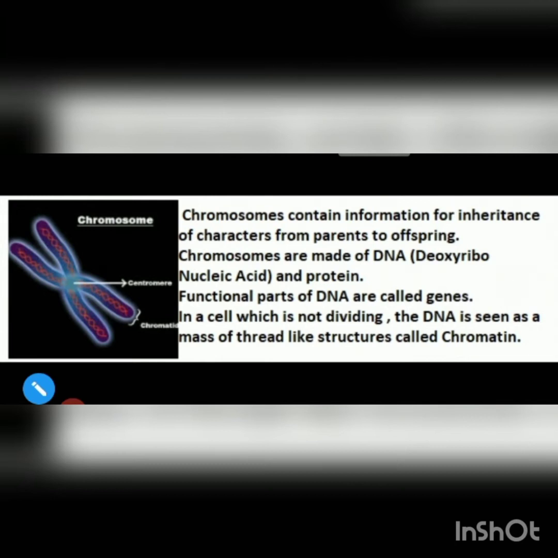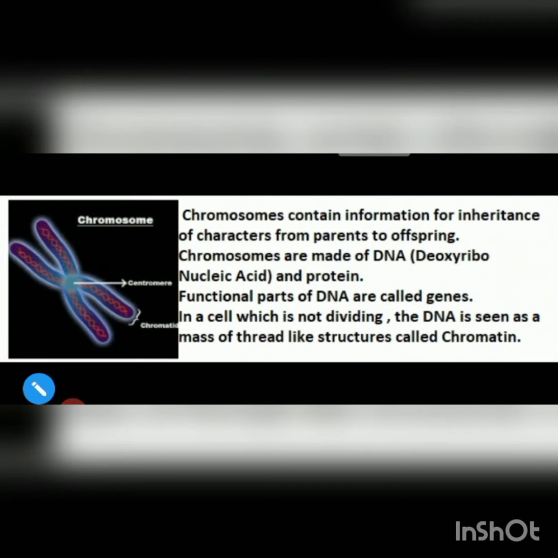Now as you know, the chromosomes are made of DNA and proteins, and only some parts of these chromosomes have information that is necessary for inheritance of characters. And those parts that have these characters are called genes. The genes help in inheritance or transfer of characters from parents to the offspring.